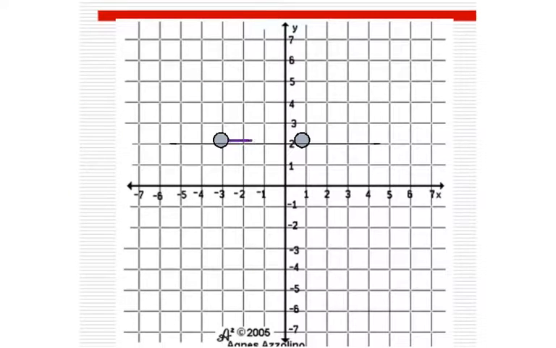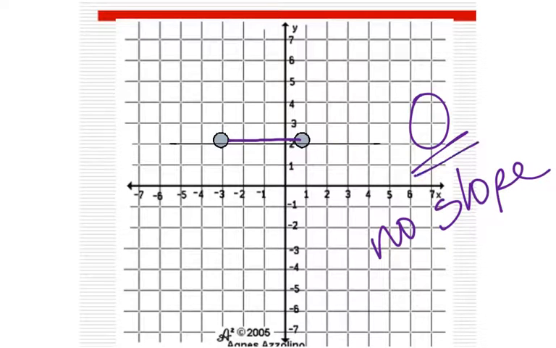Okay, notice that we have a horizontal line. We said earlier that the slope is 0 or no slope. I'd like for you to tell me that it's 0, but sometimes in a multiple choice they may call it no slope, so you need to be aware of that.